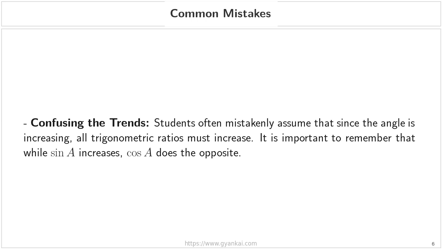It is a very natural mistake to assume that because the angle is getting larger, every trigonometric ratio must also be getting larger. However, as we saw when analyzing the sine and cosine values earlier, they behave differently. While sine increases as the angle grows, cosine does exactly the opposite. It decreases. Always keep that distinction in mind.